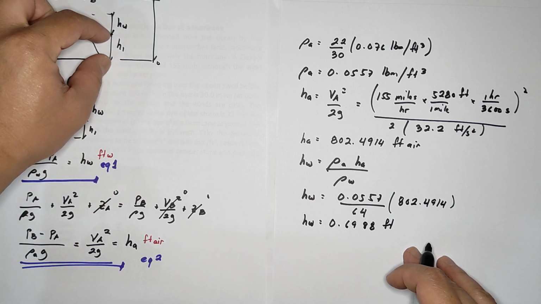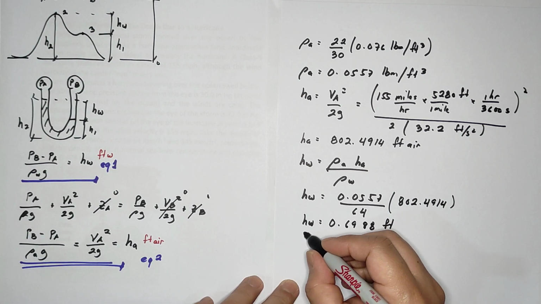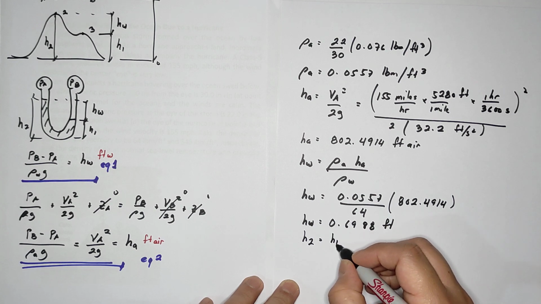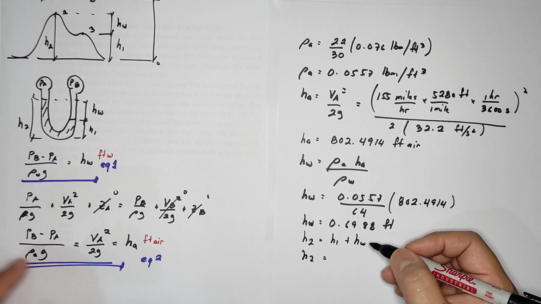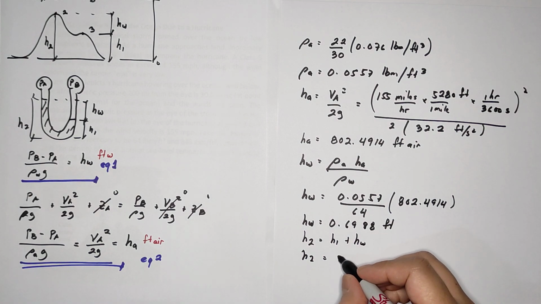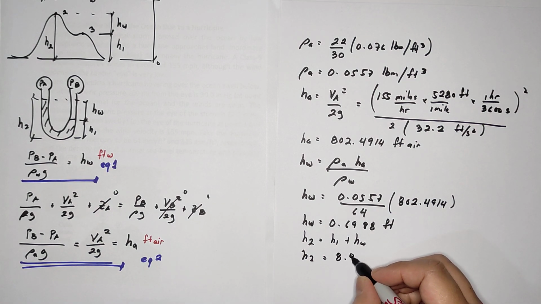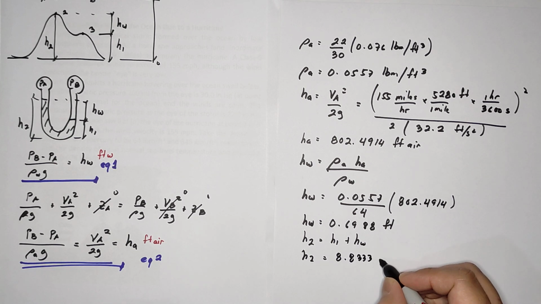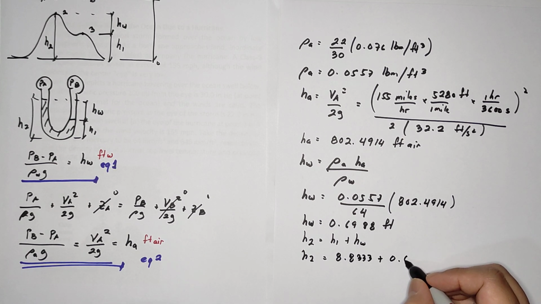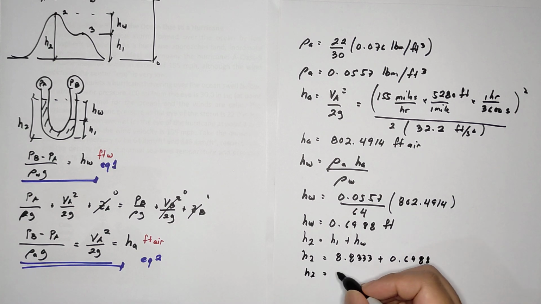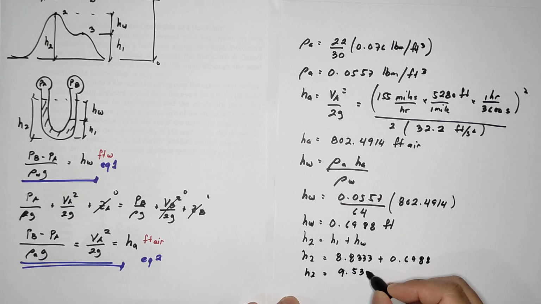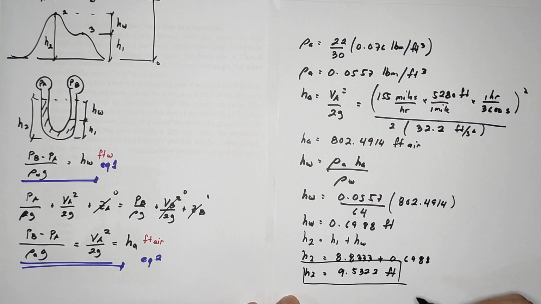So H2 should be H1 plus HW. In the previous video, we already solved for the H1, and that is 8.8333 plus 0.6988. And eventually, your swell at point 2 is 9.5322 feet. And that's the answer.